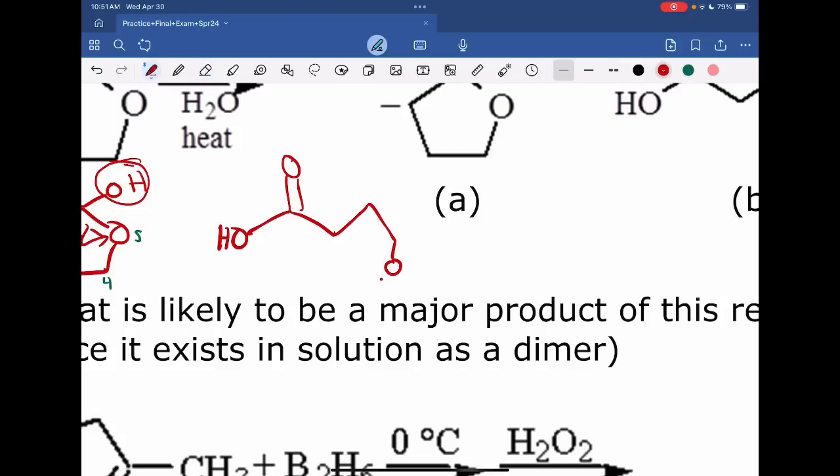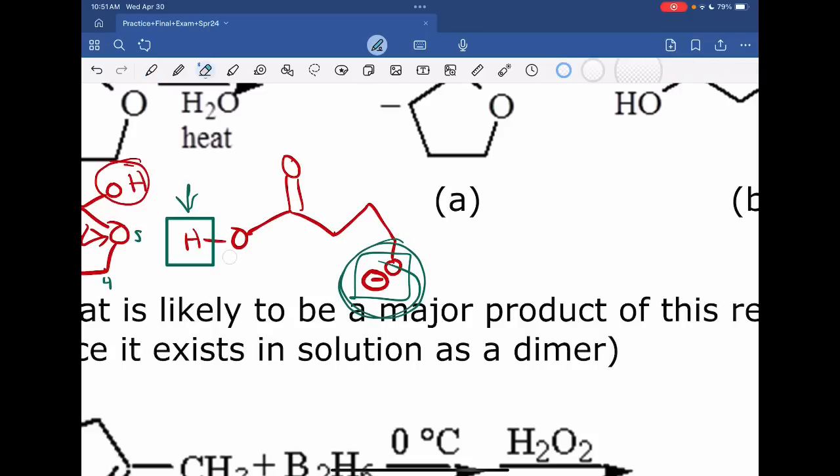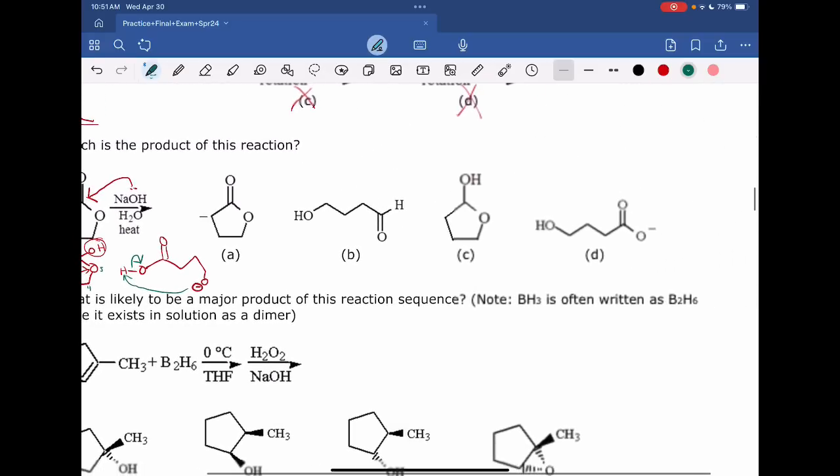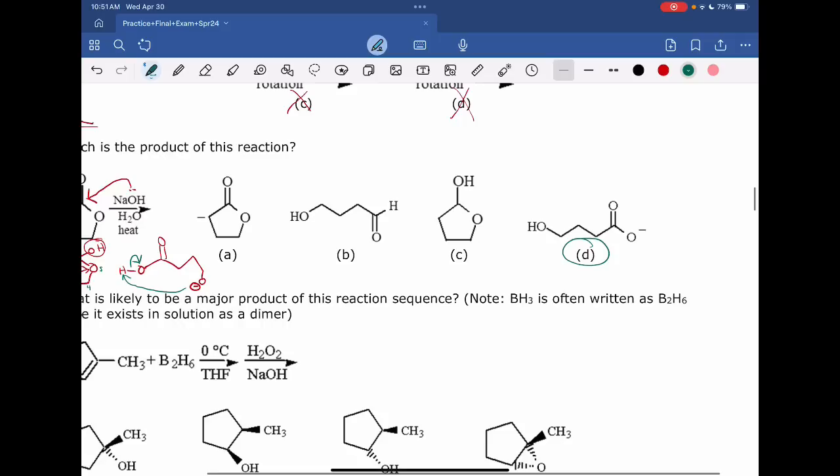This oxygen has a negative charge, and it will go after the H in here, because this H on the carboxylic acid is much more acidic than the H that could be here. This has a pKa of 5, and whenever this makes a bond, it's negative 16. So this will go after the hydrogen, and we get something that looks like D. This is exactly what D looks like.